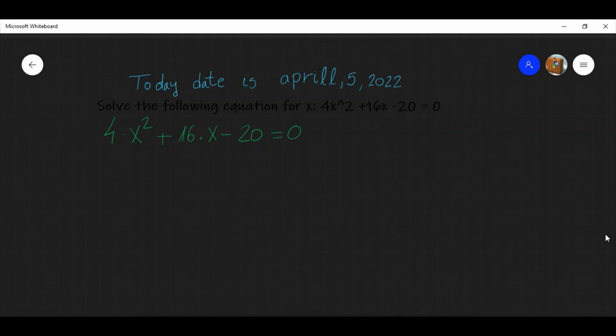Solve the following equation for x. We have this quadratic equation, or the polynomial of power of 2. We must find the root of this equation. We are going to start from the general equation, the quadratic form.